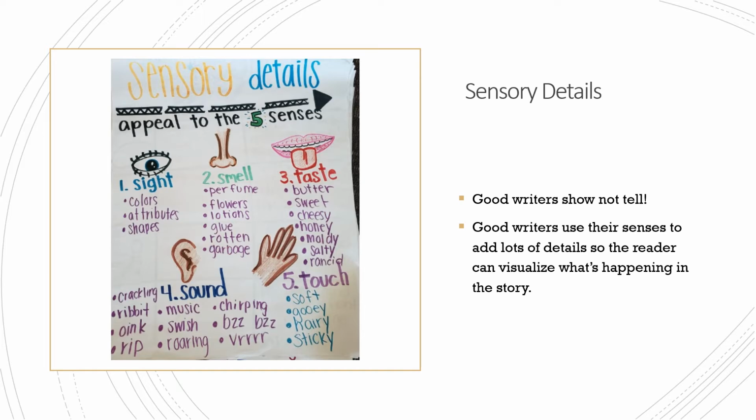You want to describe what you're seeing. You want to describe if something smells good or if something smells bad. You want to be able to tell the reader what something tastes like. You're going to want to tell the reader what something sounds like. You're going to want to tell the reader how something feels when you touch it. So these are ways that the reader can really imagine what you're talking about or writing about. So we're going to use these details to make our writing more engaging.